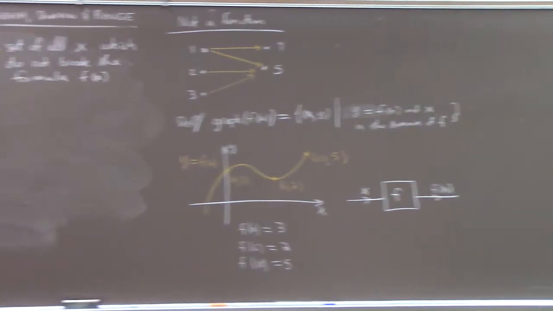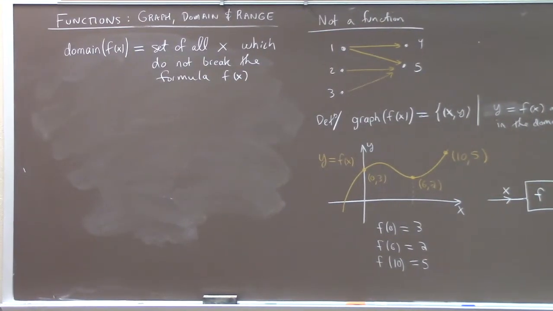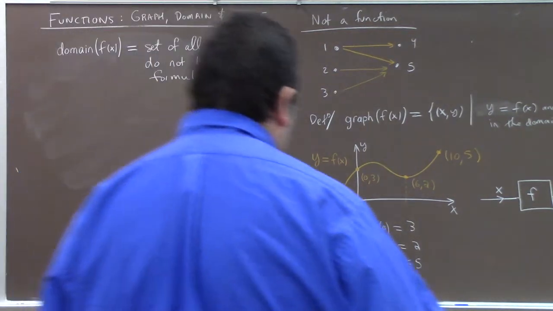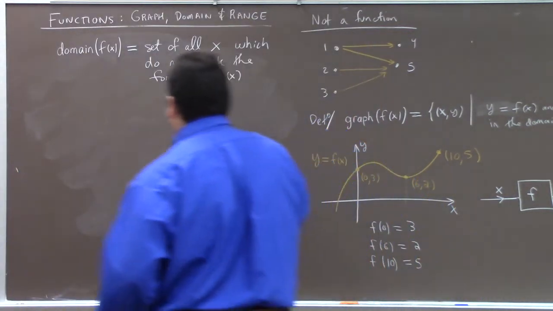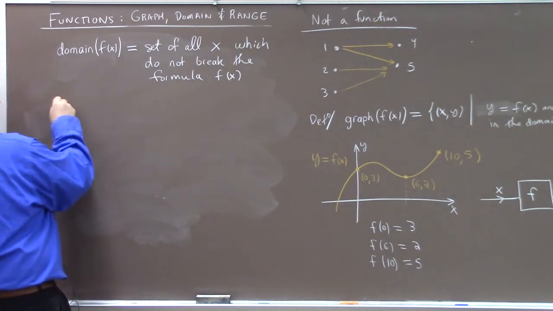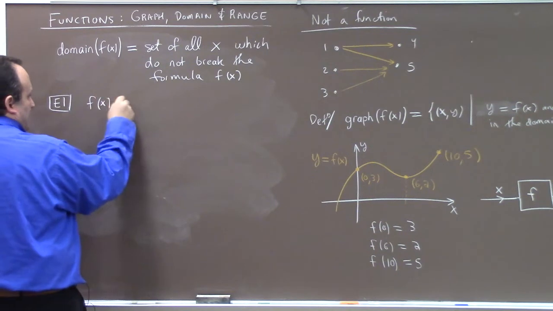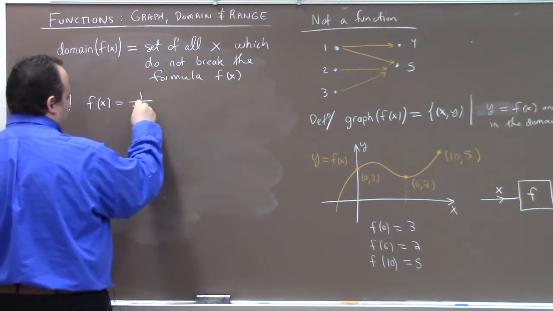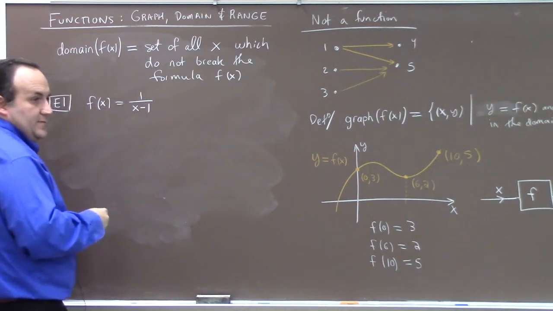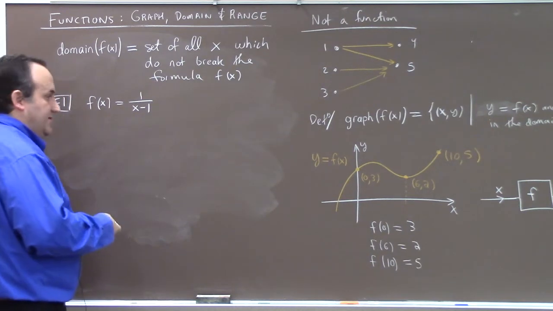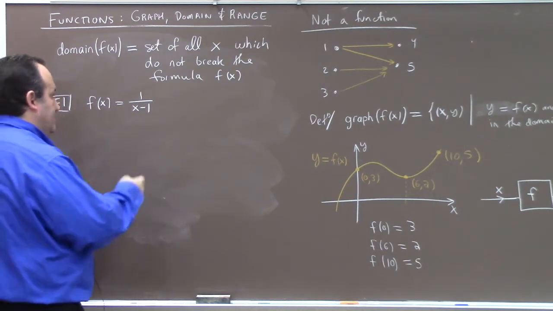There's another way of thinking about the domain in terms of a graph. We'll come back to that, okay? Let's just start with this idea. So I'm going to give some formulas, and you tell me what breaks the formula. f of x equals 1 over x minus 1. What number ruins this calculation? Like f of what doesn't make sense?